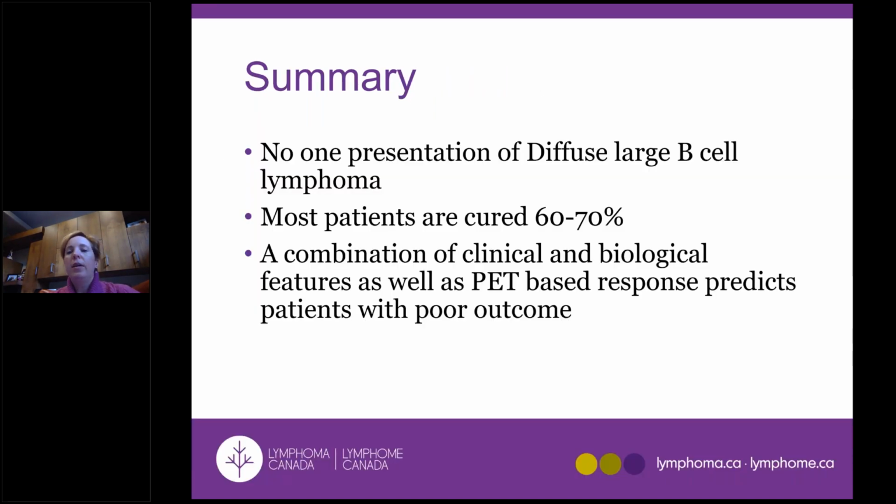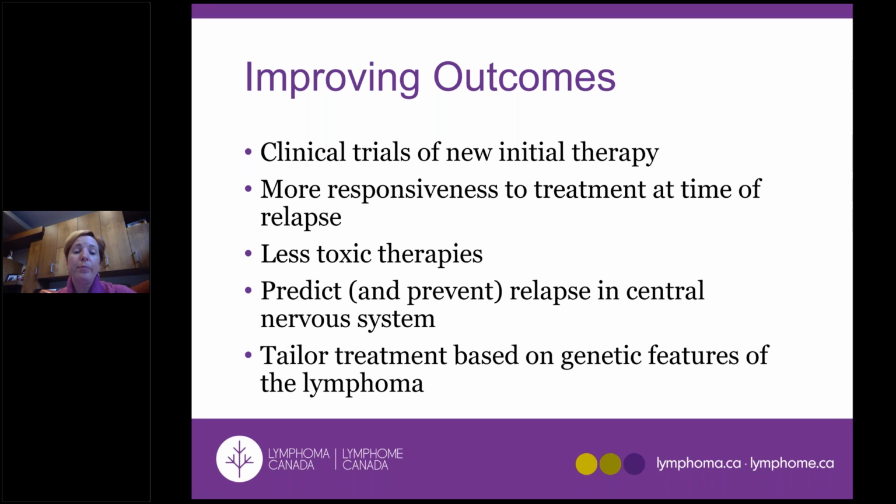To summarize, diffuse large B-cell lymphoma has no one presentation. It can be very limited stage to very advanced, and can occur in people of all age spectrums. Most patients are cured. However, as you heard, the challenge really is for patients who relapse or have refractory disease. A combination of clinical and biological features, as well as PET-based response, predicts patients that may have a poor outcome. And our challenge is how to improve those outcomes.